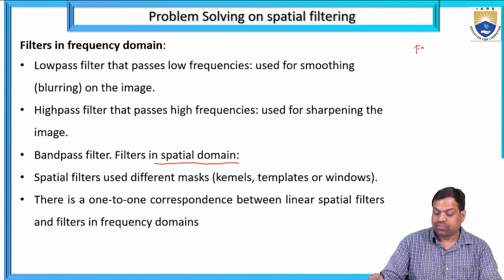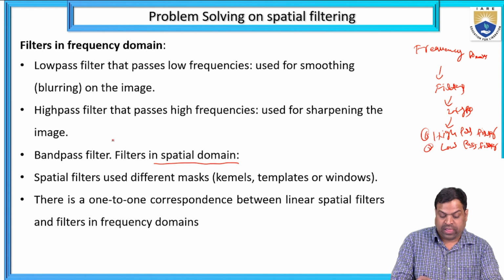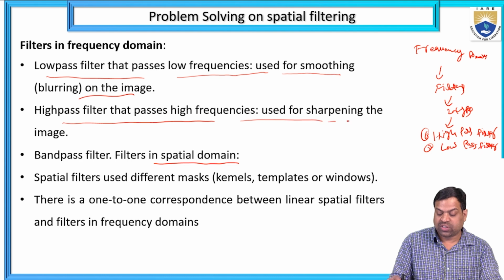So in the frequency domain, filters are of two types: high pass filter and low pass filter. The low pass filters pass low frequencies and are used for smoothing, or blurring of the image. High pass filters pass high frequencies and are used for sharpening.